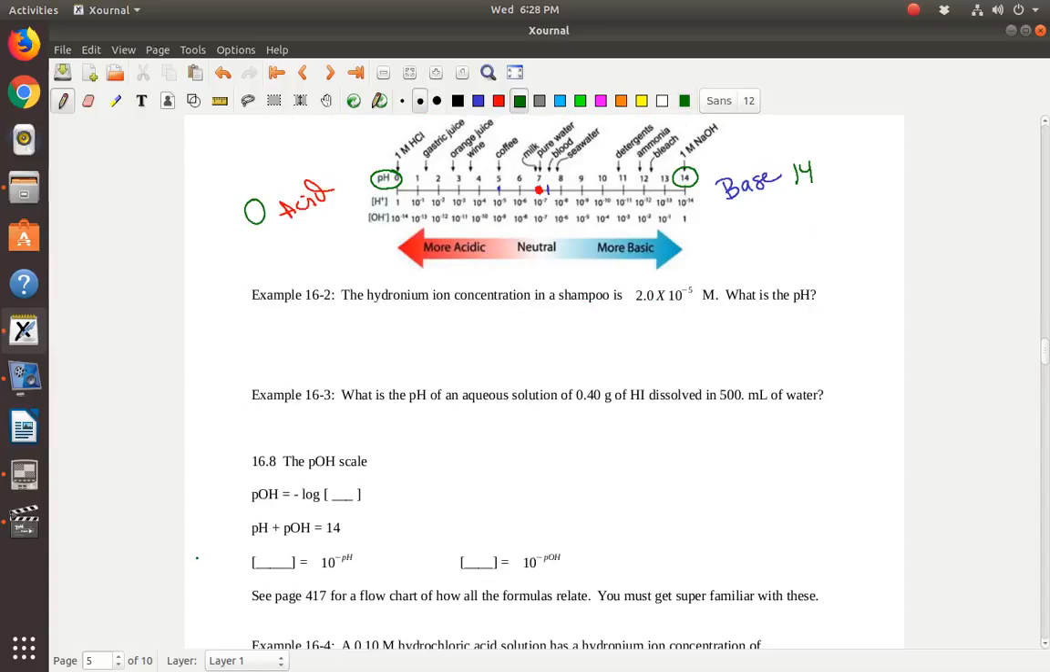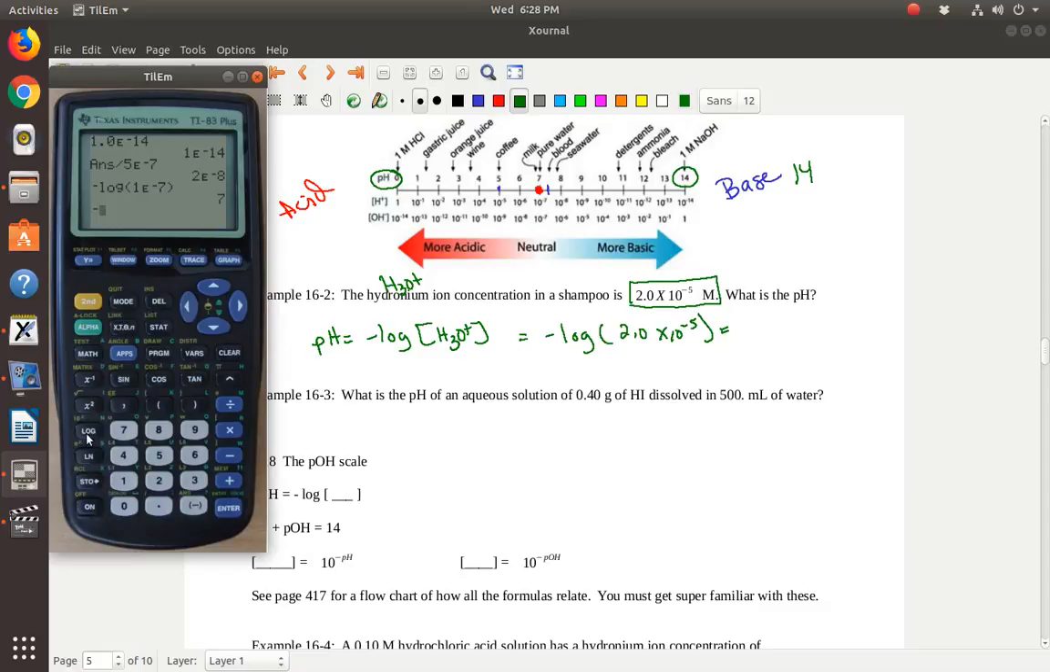The hydronium ion, H3O+, concentration in a shampoo is this molarity. What's the pH? Well, pH equals the negative logarithm of the hydronium ion concentration. It's one of the formulas on your reference chart that you're going to get. So, negative logarithm of 2.0 times 10 to the minus 5. So let's put it in the calculator.